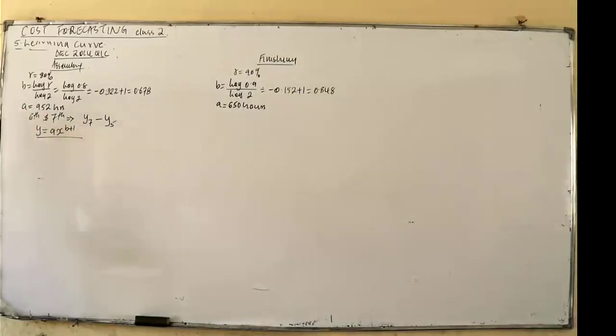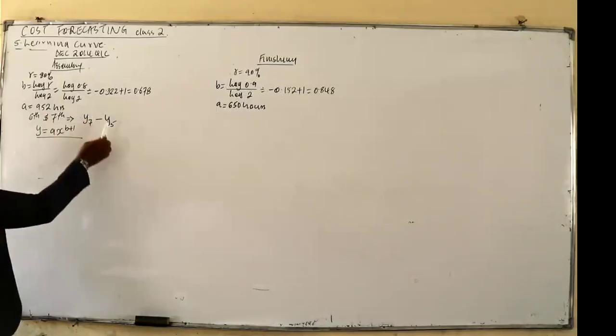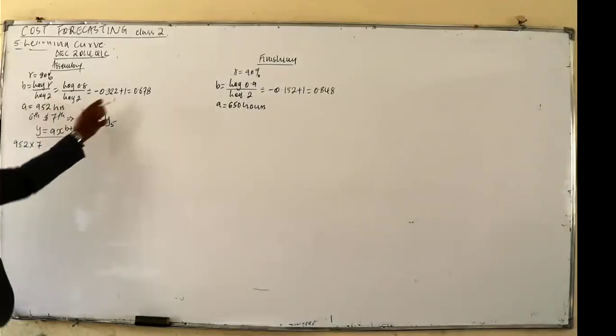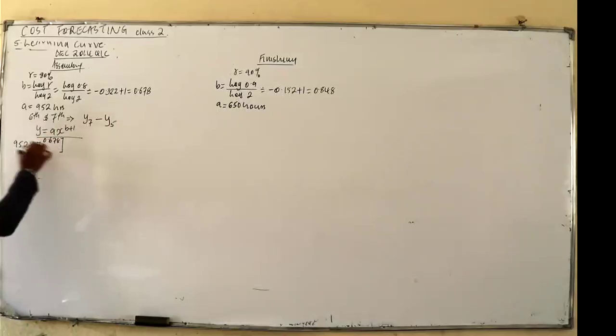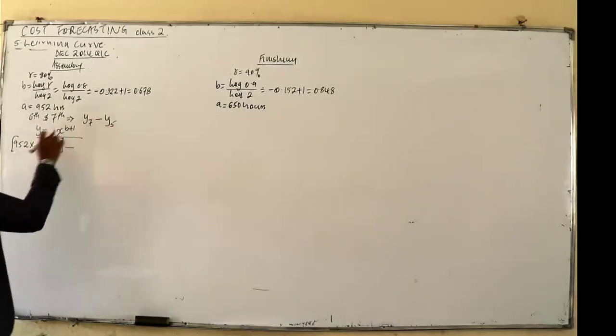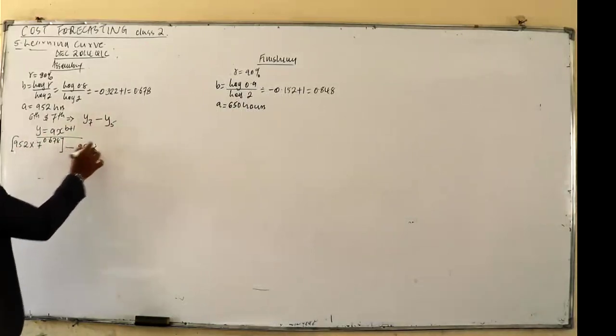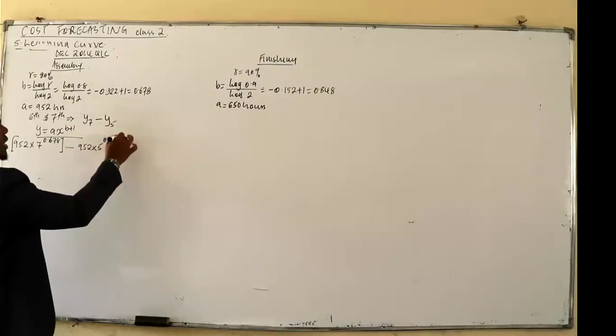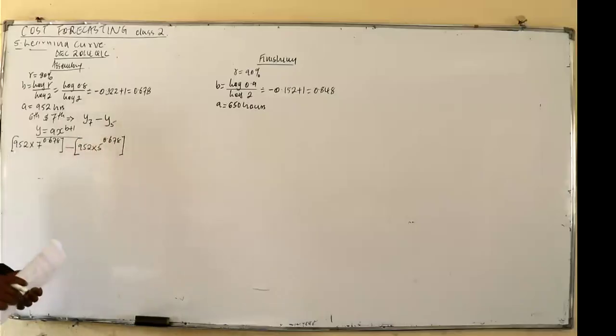Now let's start with the assembly department. First of all, determine the time taken to make the 7 cars minus the time taken to make the 5 cars. The difference between the two will be the time to make the 6th and the 7th. Let's start with Y7. A is 952, X is 7 cars, B plus 1 is 0.678. Then you minus Y5. A does not change, it's 952. X is 5, B plus 1 is 0.678. Do the same for finishing.